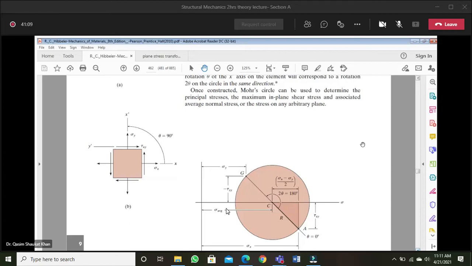Is this point clear? So once constructed, Mohr circle can be used to determine the principal stresses, maximum in-plane shear stresses, and associated average normal stress, or the stress on any arbitrary plane. So we have said earlier that our principal planes are the planes over which shear stress will be 0. So basically it means this horizontal line is my principal plane, and where the Mohr circle cuts the principal planes, those points will be your major principal stress and minor principal stress. Is this point clear?